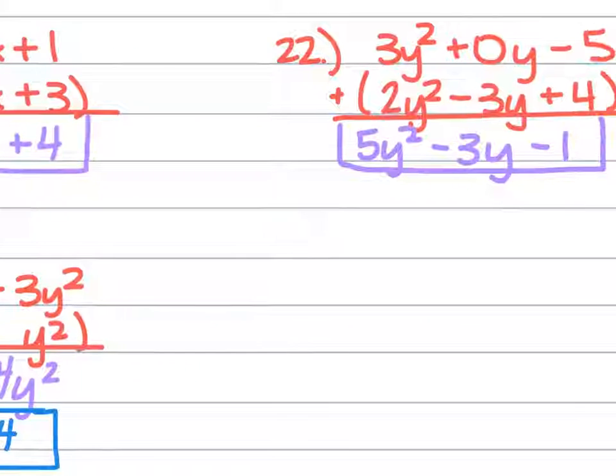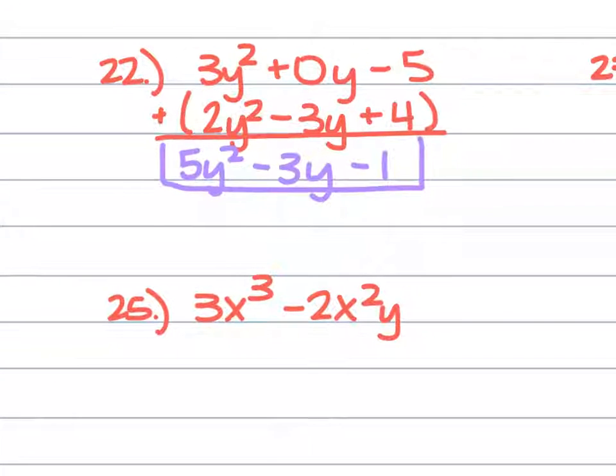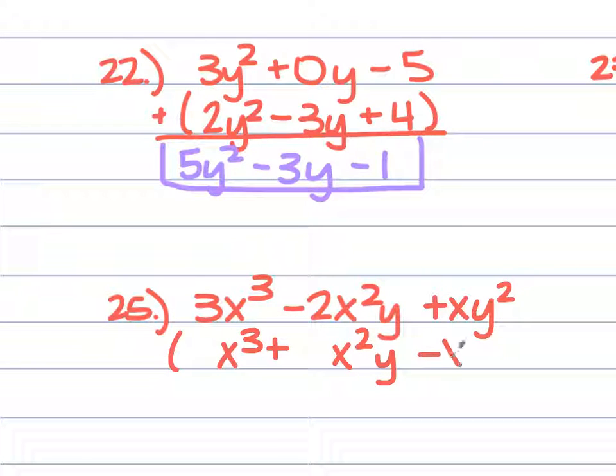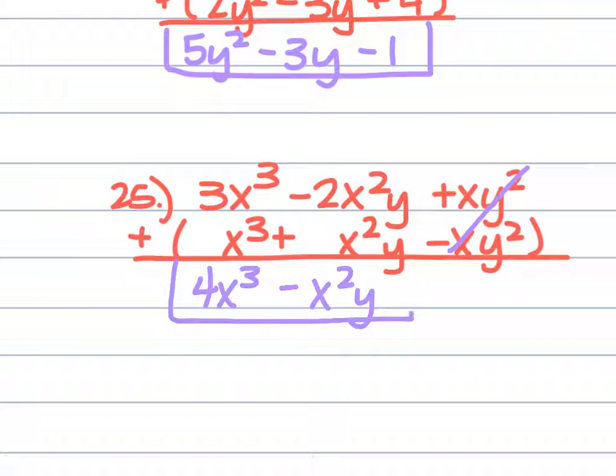For 25, we have 3x cubed minus 2x squared y plus xy squared, as well as x cubed plus x squared y minus xy squared. So the 3x cubed plus x cubed is going to be 4x cubed. The negative 2x squared y plus x squared y is negative x squared y. And the xy squared minus xy squared cancels out. So it's just 4x cubed minus x squared y.